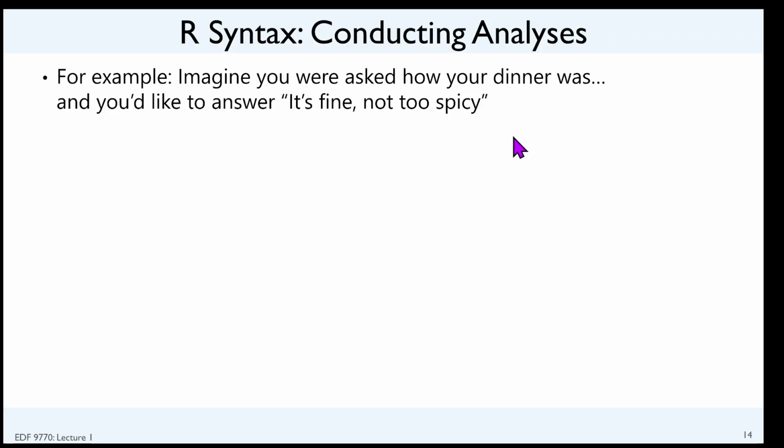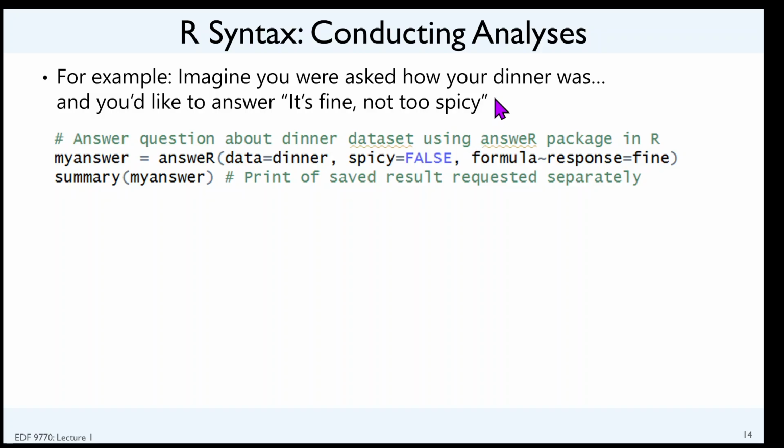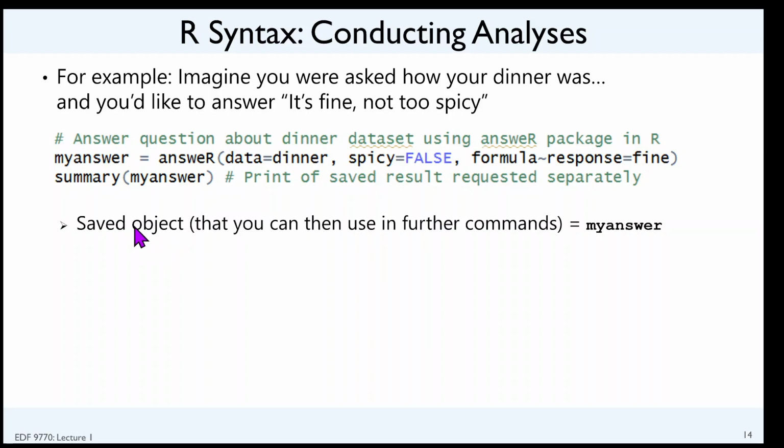So the syntax itself, I want to describe the structure and then give some examples. Imagine that you were asked how your dinner was and you want to say, it was fine, it was not too spicy, which is a good dinner for me because I have a Midwestern palate and I do not like anything spicy. So an example would look like this. And if you just stare at this, it's like, what? But they're arguments within functions. So let's break this down piece by piece.